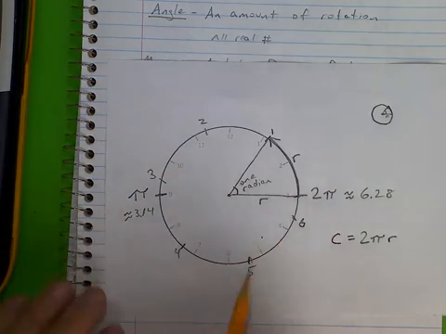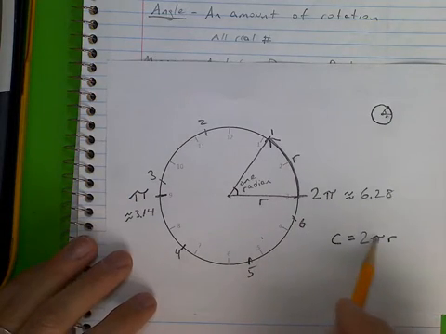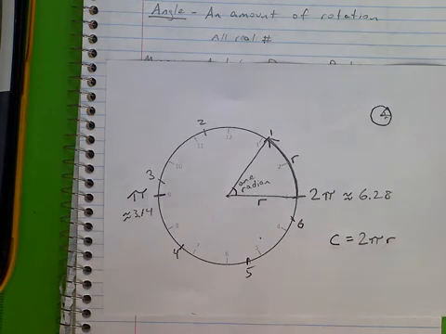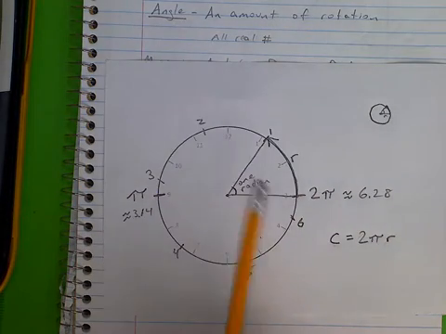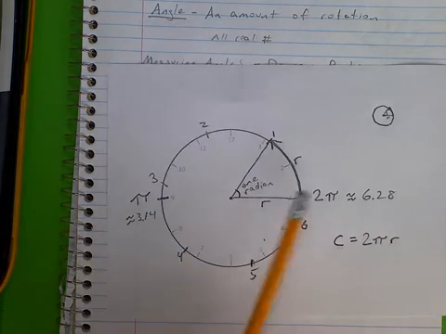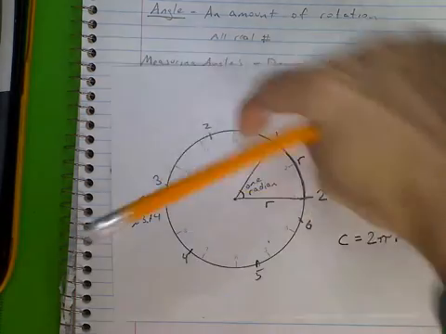Okay. So in other words, it takes 2 pi lengths of the radius to make one complete circle. One trip all the way around the circle. It doesn't matter how big the circle is. It's that same amount of radians, of radius lengths. Okay.